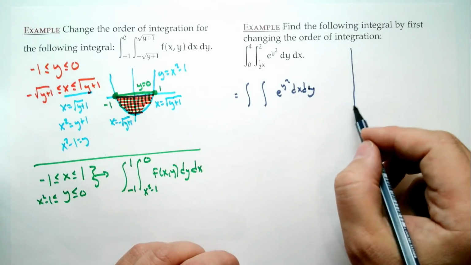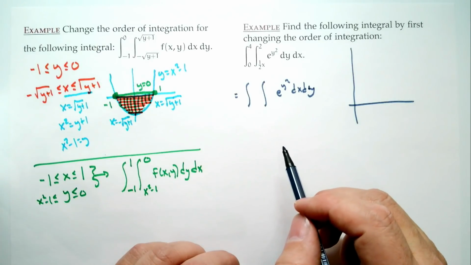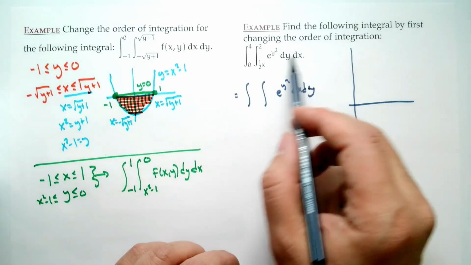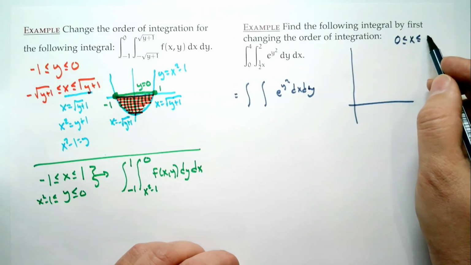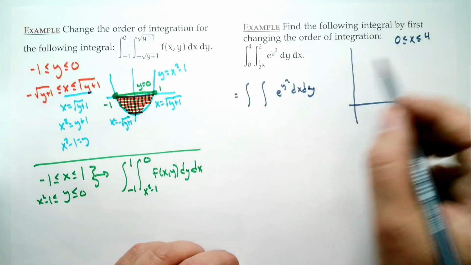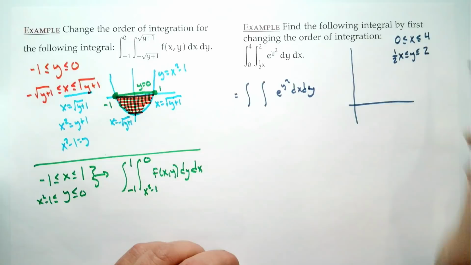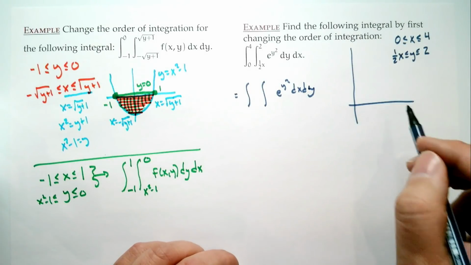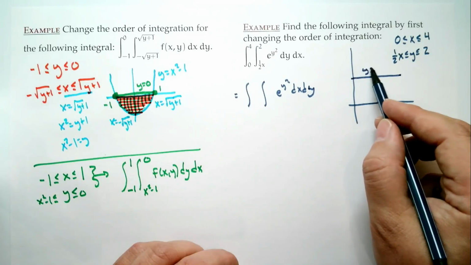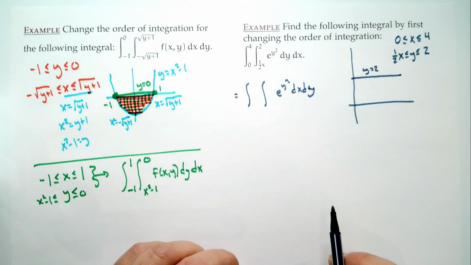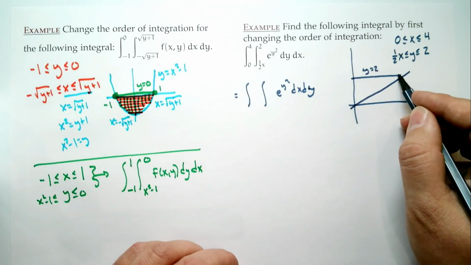So, okay, let's draw our picture. What's true about x? X goes from 0 to 4. What's true about y? Y goes from a half x up to 2. Now, y equals 2. That's a pretty simple curve. It looks like this. It's a flat line. Y equals a half x. It's a slope of a half.